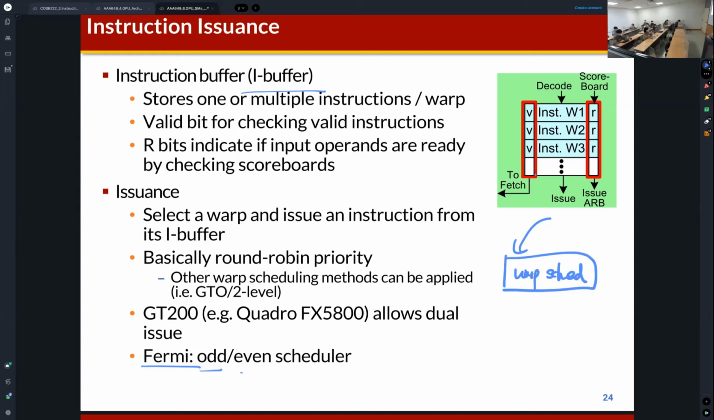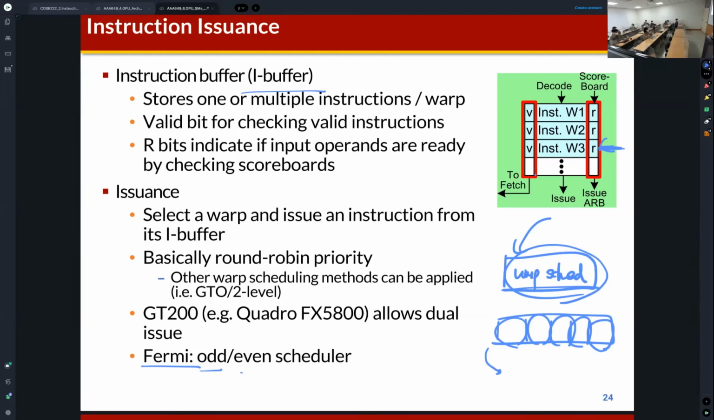Okay, and then the warp scheduler checks the readiness of the multiple warps from the warp pool. If the warps are ready, the warp scheduler selects the ready warps from the warp pool, and then among these ready warps, the scheduler selects the one warp which will be issued to the backend. And then, as I mentioned, we can use some different scheduling algorithms.